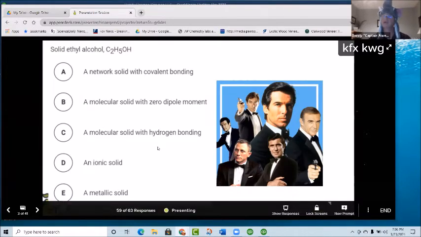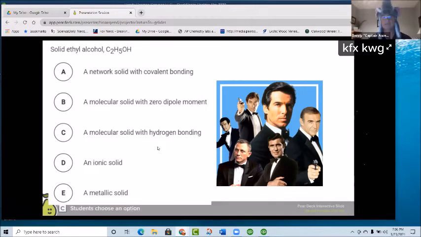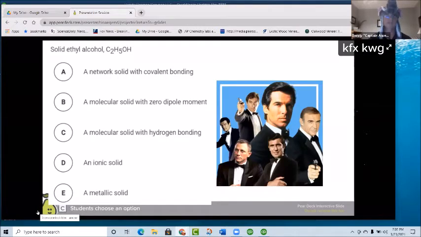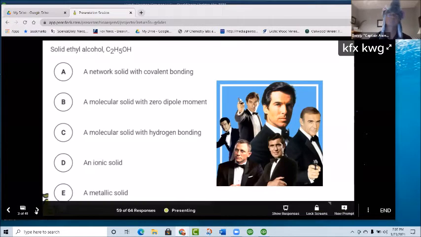And it's definitely not ionic. We did this last week. Ionic stuff is made up of metals and nonmetals. And if you said metallic solid, then you don't deserve it because, hey, there's no metal present. But that's the different types of bonds that we see. We see covalent, we see ionic, and we see metallic.